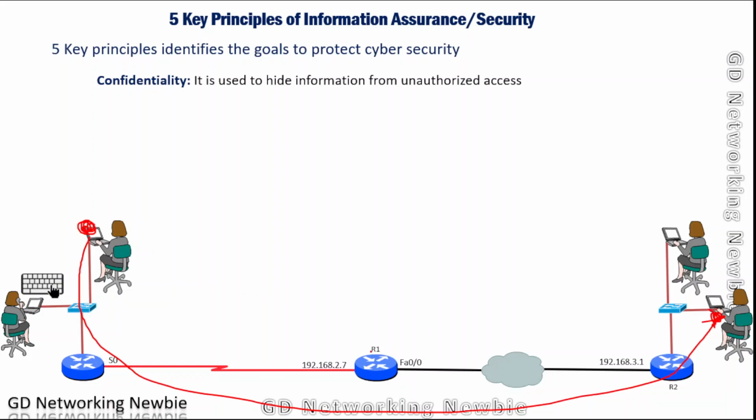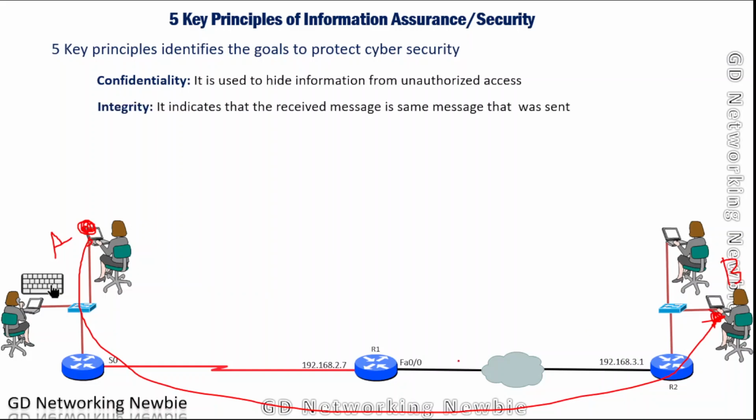Like here, if information is being sent from user A to user B, we want to achieve confidentiality, which means the information will only be receivable by the intended destination. No one except the intended destination can receive or understand the message. Receive means can understand the message, can decode the message.